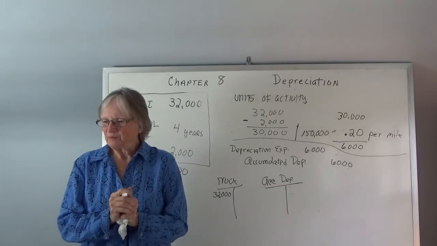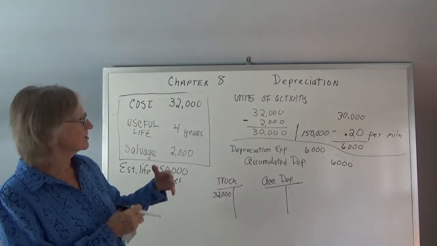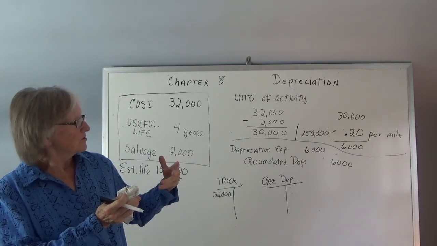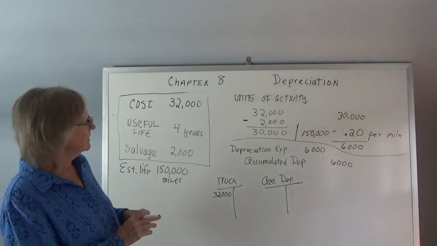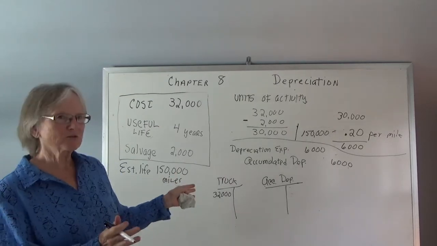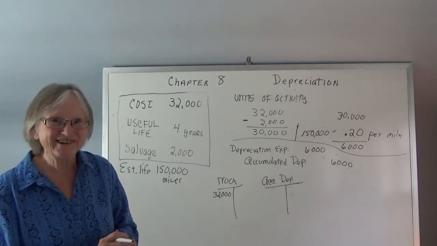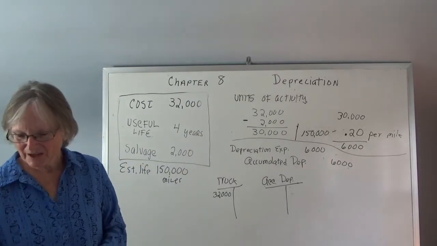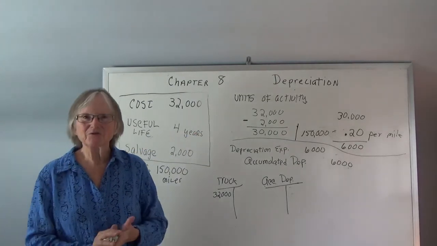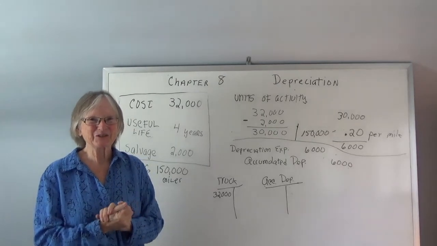Okay, so that's your units of activity. The good thing about this is that you're allocating the cost based on how much the truck is actually used. So if you only drove 10,000 miles, you'd have less expense. If you drove 40,000 miles, you'd have more. Okay, so that's your units of activity. They both set up the same way. And I'm going to do a separate video for declining balance because that has a slightly different setup.